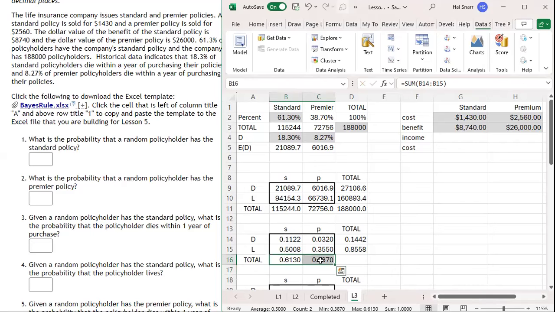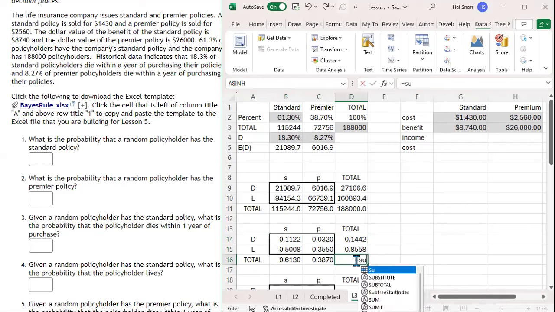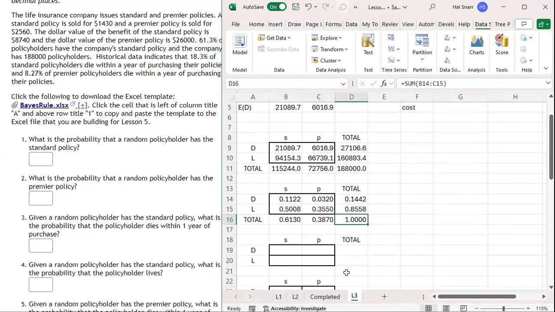Now, these two add up to 1. These two add up to 1. And these two add up to 1, right? This is what's called a joint probability table. So you could sum any one of the three, and you get 1, right? Now we're going to calculate the conditional probability table.